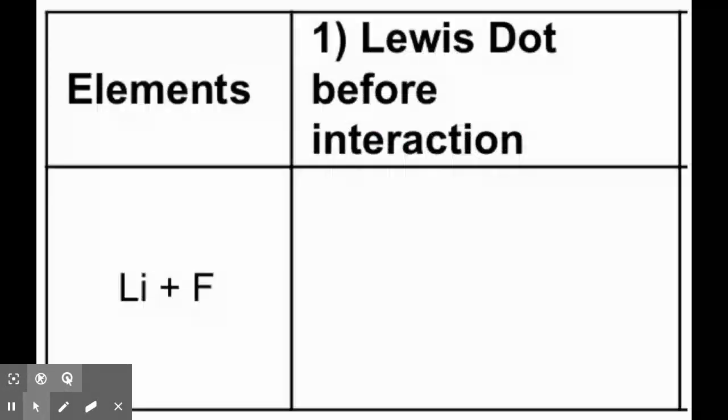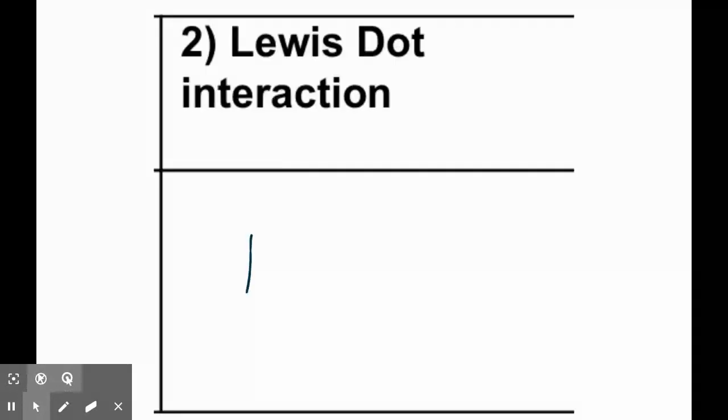Our first example is between lithium and fluorine. So in the first box, you're just going to draw the Lewis dot structures like we learned in Unit 1. Lithium is in group 1A, so it has 1 valence electron. Fluorine is in group 7A, so it has 7 valence electrons. So remember, draw them one at a time all the way around, and then go back and fill in where you need to. In the second box, you're going to redraw your Lewis dot structures like you drew in the first box.